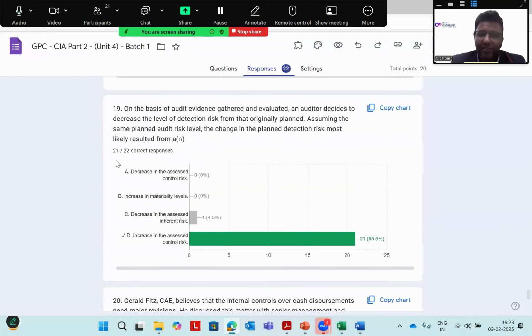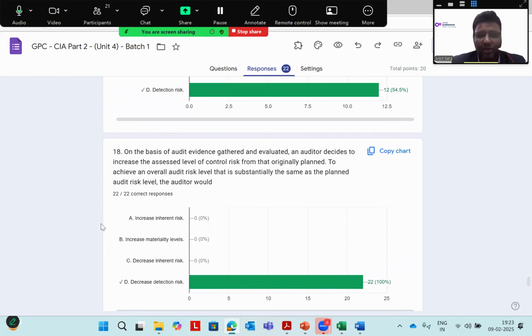I think this was very easy. It talks about, assuming that on the basis of audit evidence gathered and evaluated, the auditor decided to decrease the level of detection risk. What happens to the audit risk level? It will lead to an increase in the control risk, which is right. I think most of you have answered this correct, except one. People, detection risk and control risk are inversely related, and there is no relevance of inherent risk here.